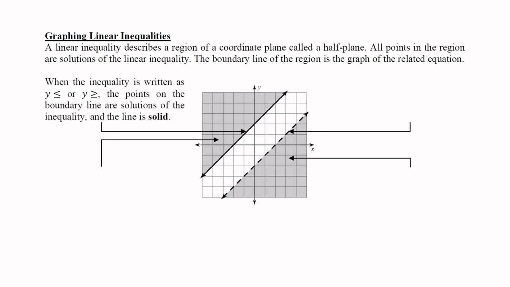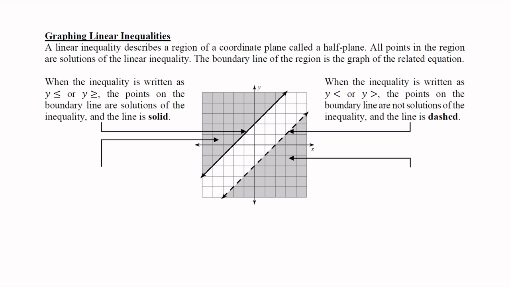When the inequality is written as y is less than or equal to, or y is greater than or equal to, the points on the boundary line are solutions of the inequality, and the line is solid. When the inequality is written with less than or greater than, the points on the boundary line are not solutions of the inequality, and the line is dashed. So the takeaway here is, a solid line you use for greater than or equal to or less than or equal to, including those solutions. For greater than or less than, you use a dashed line to indicate that you are not including those solutions.